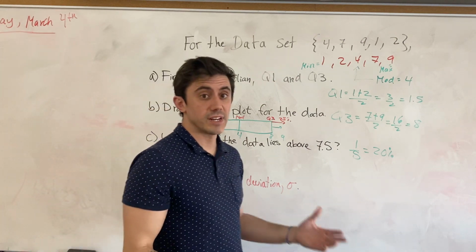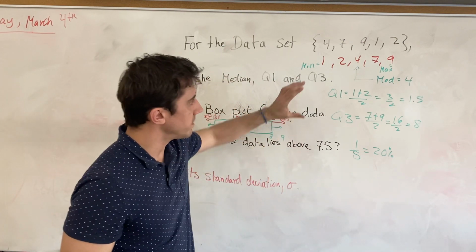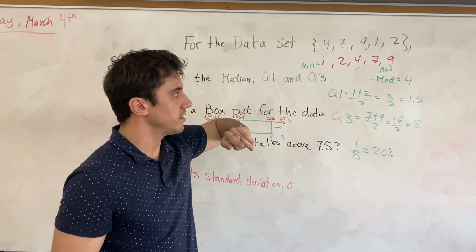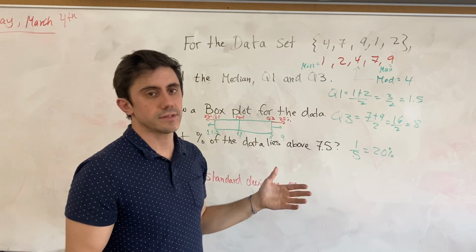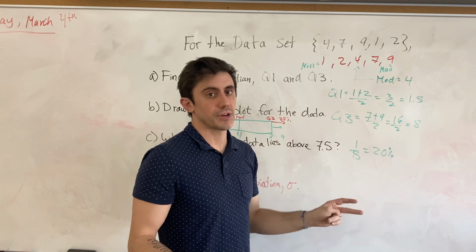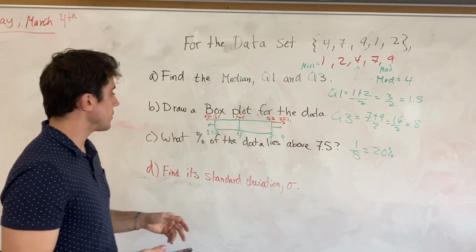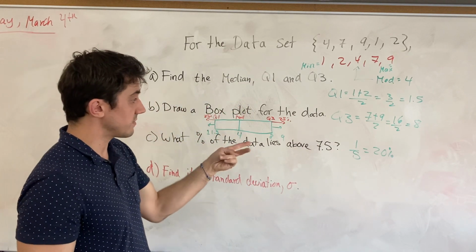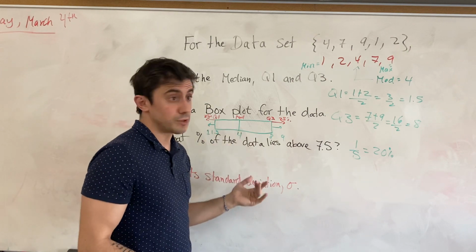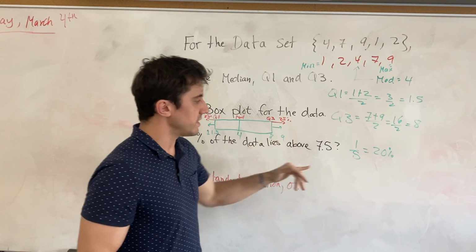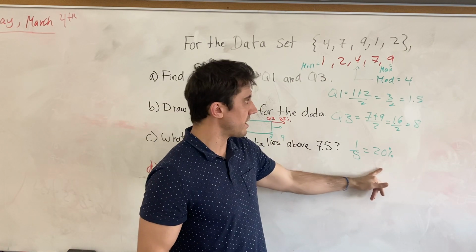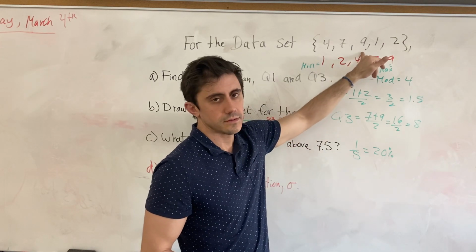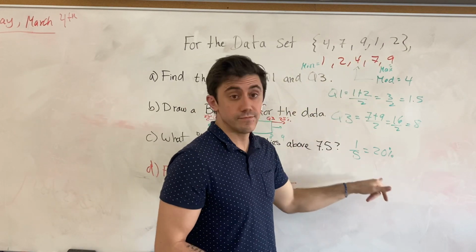They're typically pretty great approximations, but when the data has so few values, those numbers can be a little bit off, okay? So what percent of the data lies above 7.5? It usually would be more around 25%, but in this case, we know that it's exactly 20%, 1 out of 5, okay?